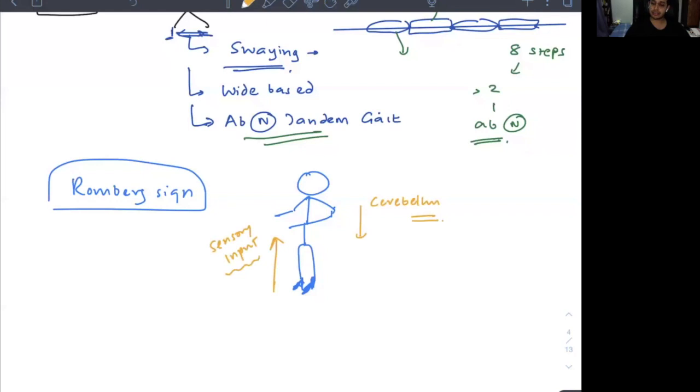Now, suppose your sensory input is gone, but you still have your eyes open. So using your open eyes, you are able to see that you are standing upright, and you're able to see where you are. So using the information given to you from your eyes, your sensory system compensates for your lack of sensory input from your limbs. So even if your joint position sense is gone, the sensory input from your eyes will compensate for that. And so you may be able to maintain your balance.